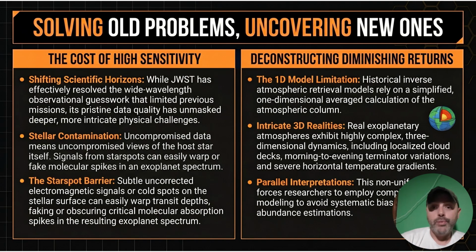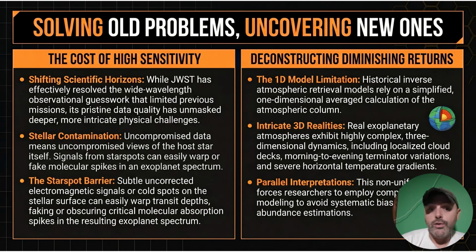So we're solving old problems and uncovering new ones. There is a cost to the high sensitivity. JWST has effectively resolved the wide wavelength observational guesswork that limited previous missions. Its pristine data quality has unmasked deeper, more intricate physical challenges, stellar contamination. Uncompromised data means uncompromised views of the host star itself. Signals from star spots can easily warp or fake molecular signals in an exoplanet spectrum. So if there's a star spot, we could mistakenly think that that is another chemical or some other portion of that atmosphere.